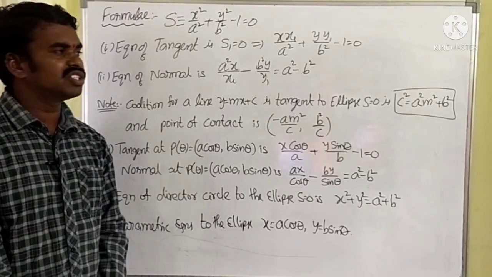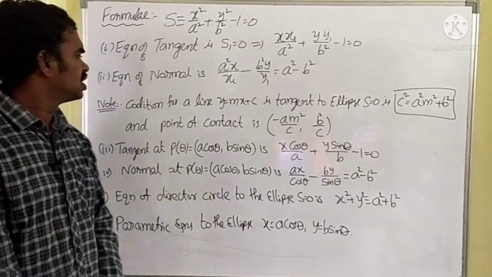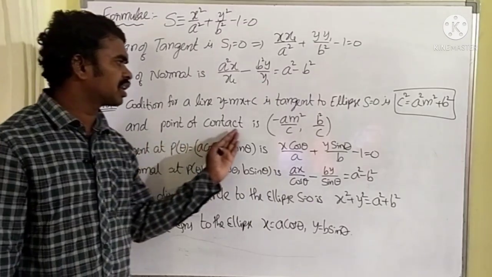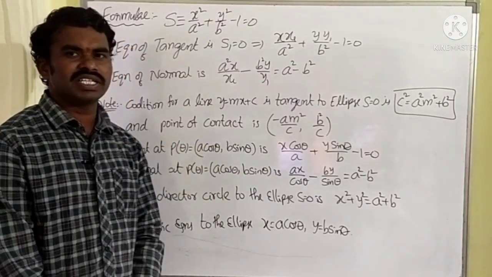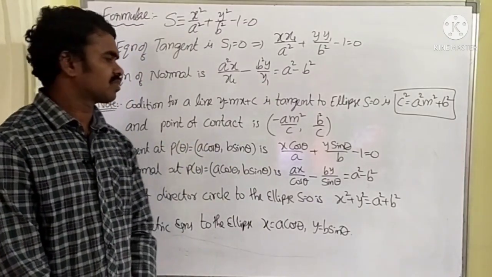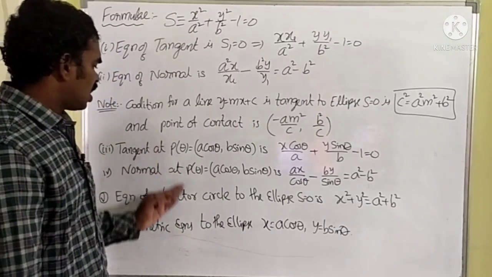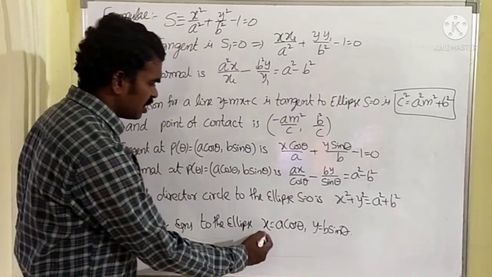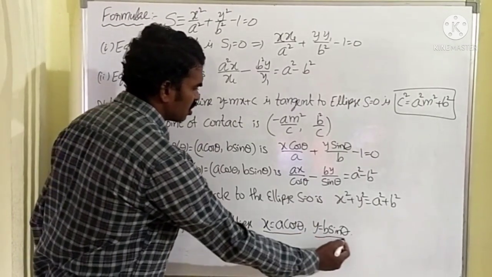Next, what is the condition for a line y equal to mx plus c to be tangent to the ellipse S equal 0? That is c square equal to a square m square plus b square. So that is the condition. It is a very important condition. Next, the point of contact is minus a square m by c comma b square by c. Then after, we have parametric equations of ellipse, that is x is equal to a cos theta, y equal to b sin theta.